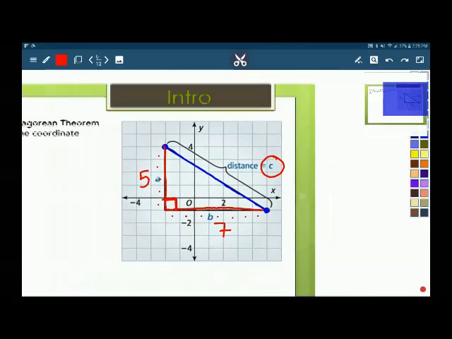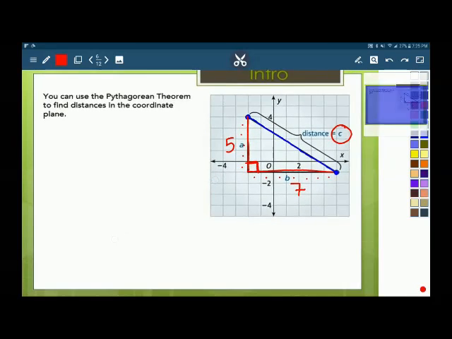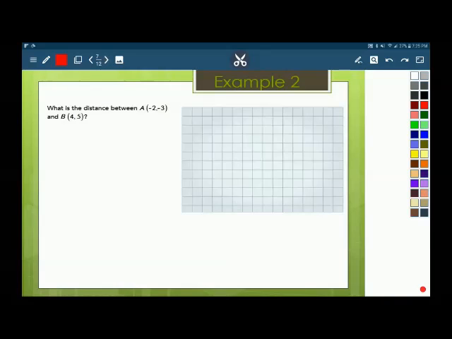So anytime you're trying to find the distance between 2 points in the coordinate plane, draw a right triangle between those 2 points, and then use the Pythagorean theorem and solve for c. That's going to be the straight line distance between them. So let's try this in the second example. It says, what's the distance between A, which is -2, -3, and B, 4, 5?